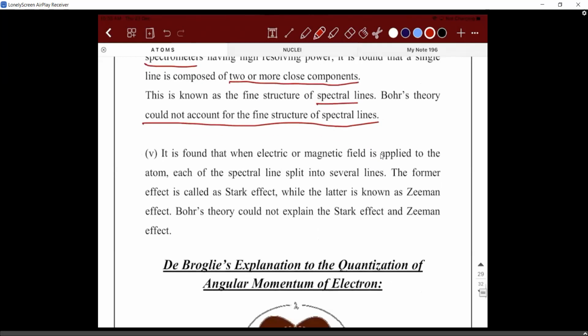And lastly, it was found that when an electric or magnetic field is applied to an atom, each of the spectral lines splits into several other lines. When the atom is subjected to an electric field, the effect produced is called the Stark effect. Similarly, when an atom is subjected to a magnetic field, the effect produced is called the Zeeman effect. So Bohr's theory could not explain these two effects also.